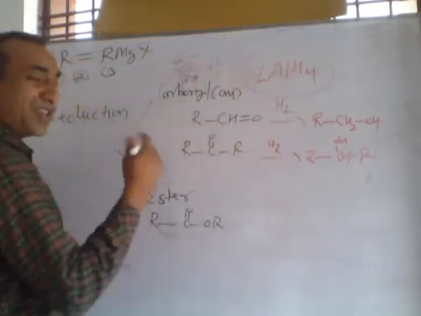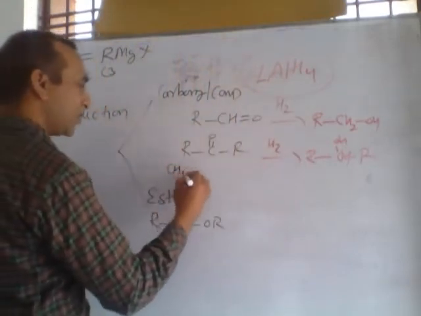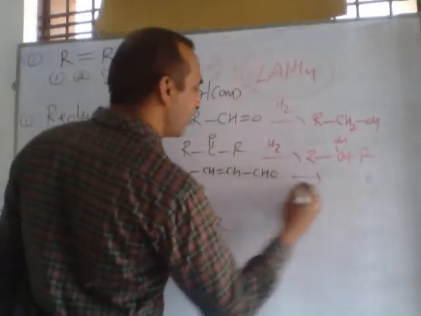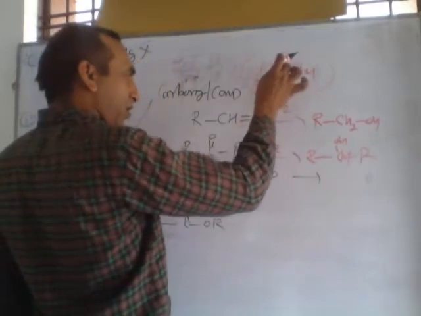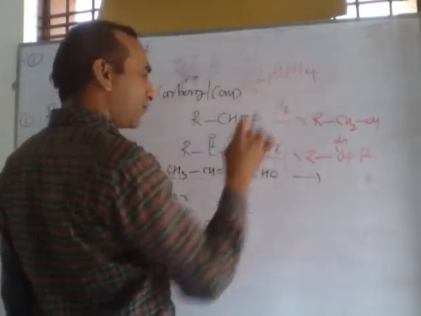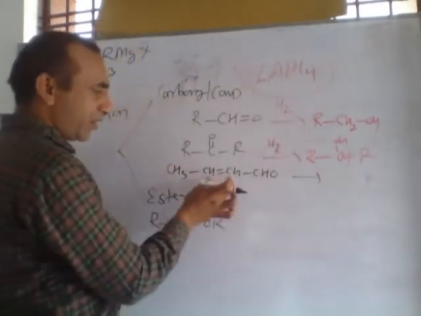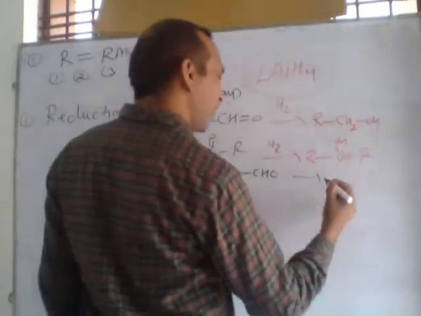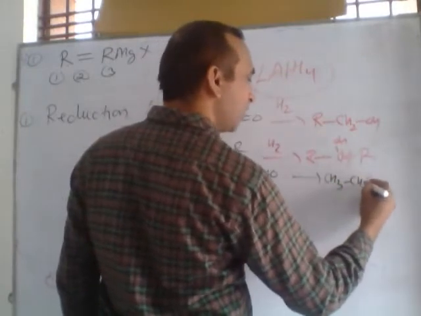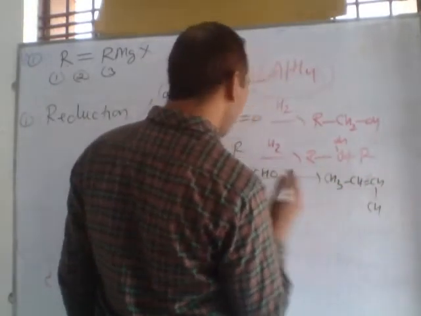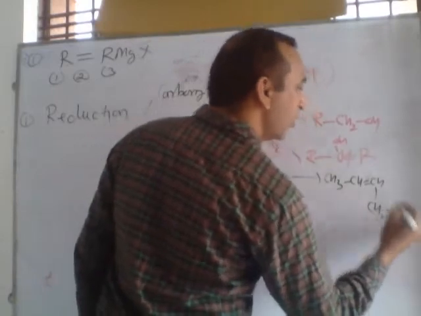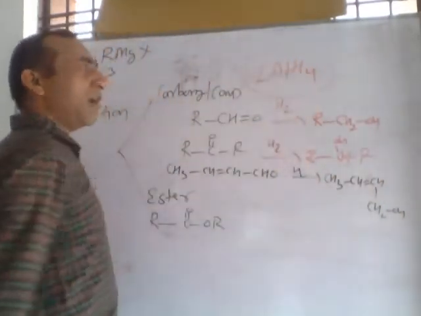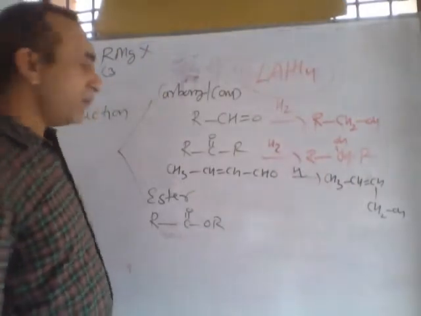in a ketone, there is a double bond. Suppose, listen, CH3, CH double bond CH. If we want to reduce this compound, lithium aluminium hydride does not affect this double bond, in the reactant and also in the product. In the product, this double bond remains. Only the aldehyde is converted into alcohol by reduction with lithium aluminium hydride.